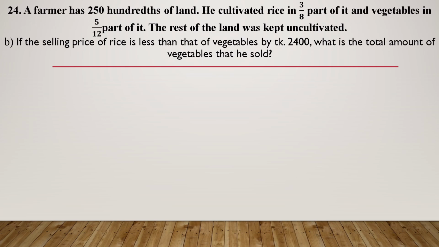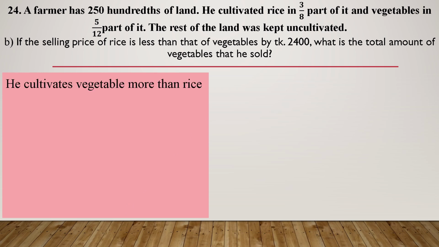Now the next question is, if the selling price of rice is less than that of vegetables by taka 2400, what is the total amount of vegetables that is sold? So my dear students, you can see, at first we will see he cultivates vegetables more than rice. Then we will subtract 625 by 6 minus 375 by 4.